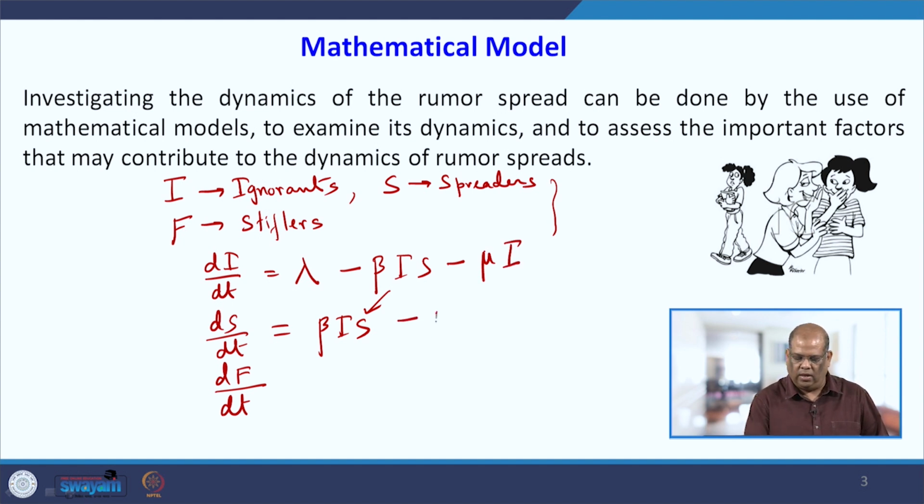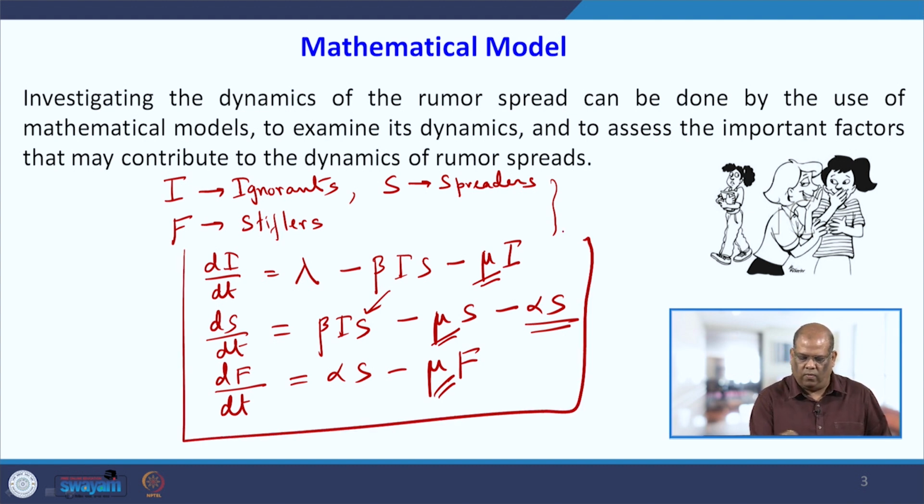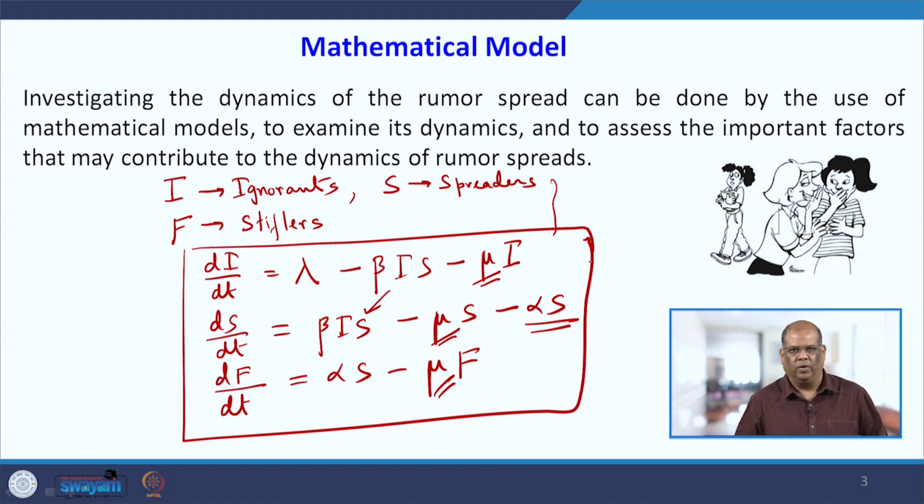Similarly, a natural death of the spreaders. And a part of the spreaders who have lost interest do not spread it anymore, they become stiflers. Let us put it as alpha times S, and they come to the stifler group, and this is the natural death for the stiflers. We have taken the same natural death rate for simplicity for all these three categories. So, we have a model for the spread of rumor.